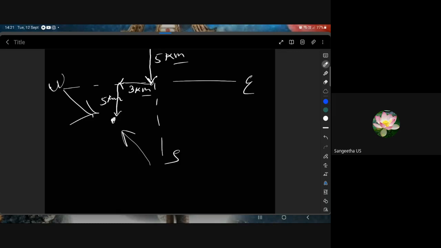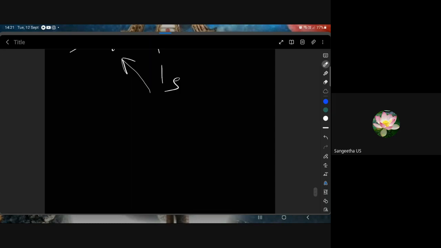Then another problem. These problems are very easy, the directions problems. I will solve some questions that have been asked in the last few sessions. I will solve a few problems.